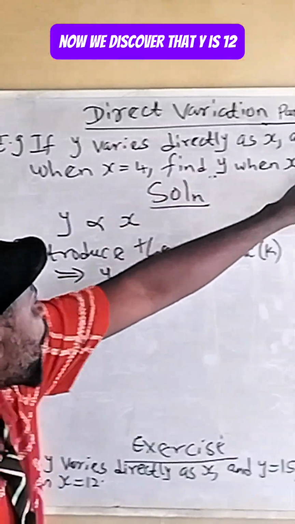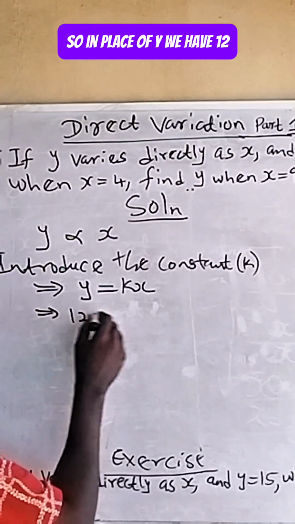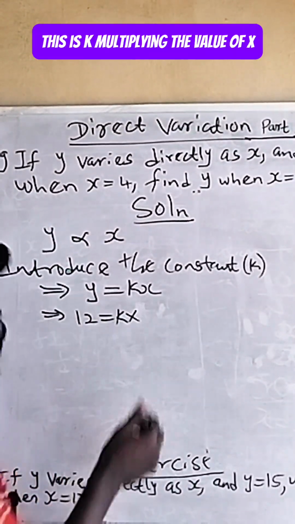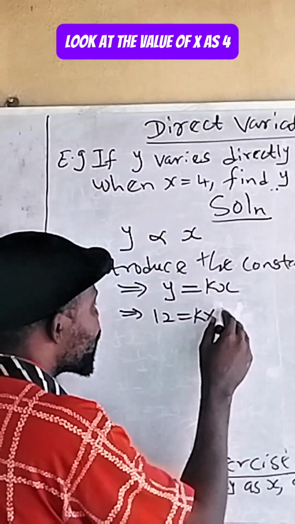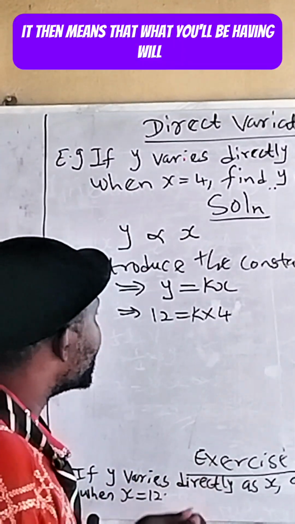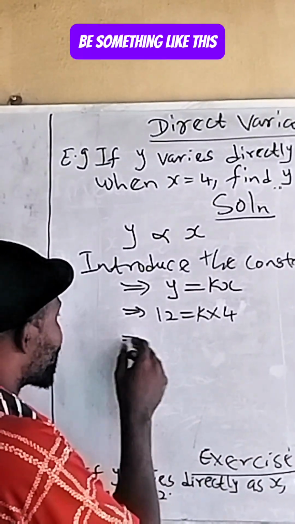Now, we discovered that y is 12. So in place of y, we have 12. This is k multiplying the value of x, and the value of x here is 4. Look at the value of x as 4. It then means that what we'll be having will be something like this.